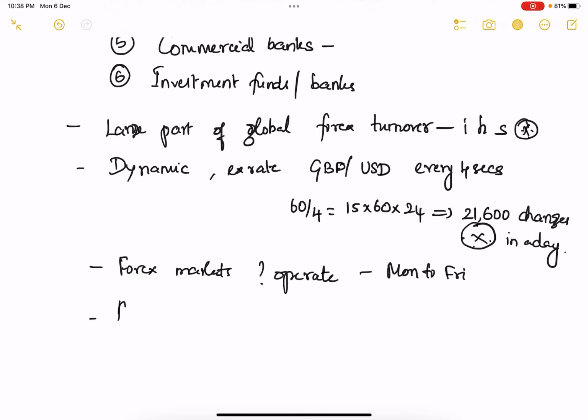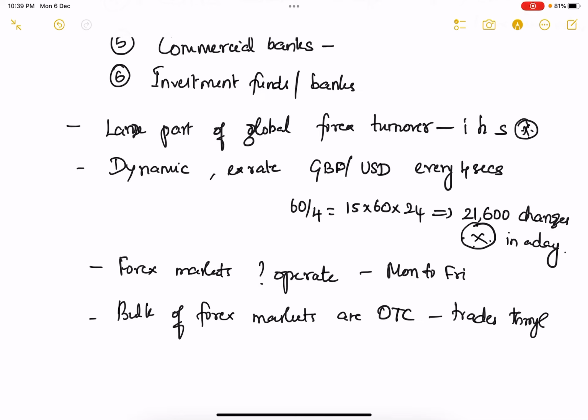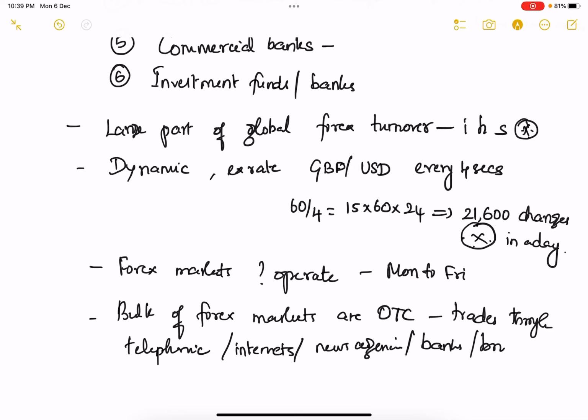And the main thing is, what happens when bulk of foreign exchange happens? Bulk of foreign exchange markets are over the counter. So what do you mean by over the counter? It is that trades are through telephonic conversations or other electronic systems, through internets, through news agencies, through banks, through brokers as I told you, etc.